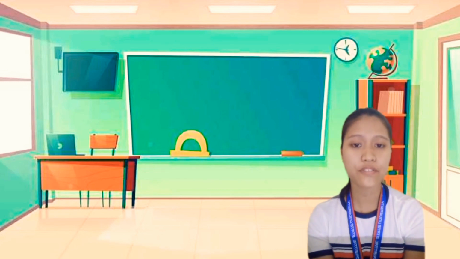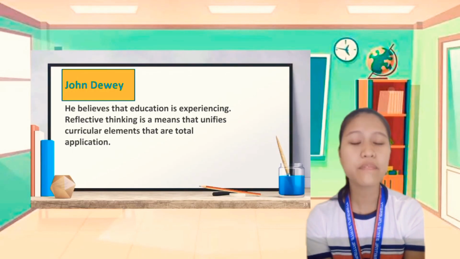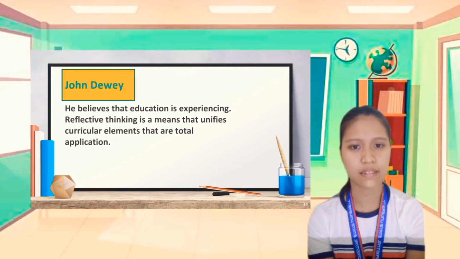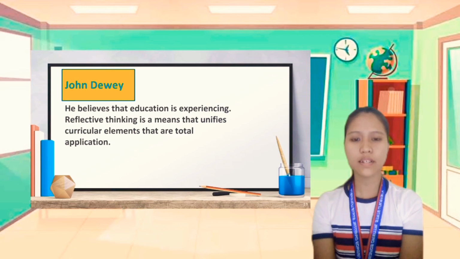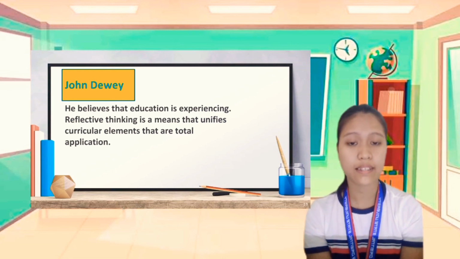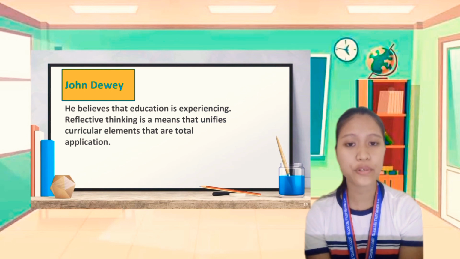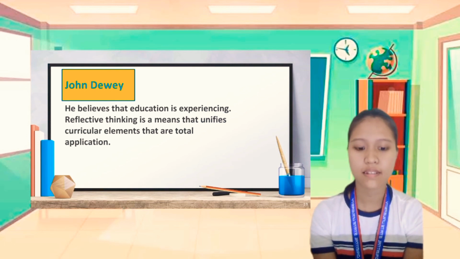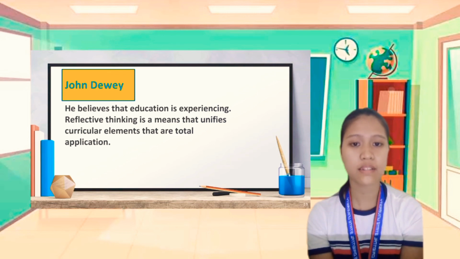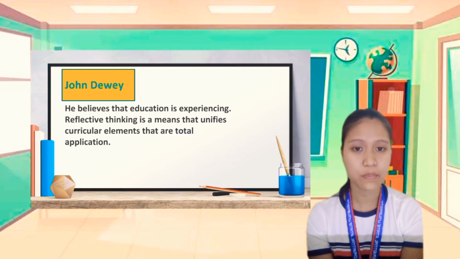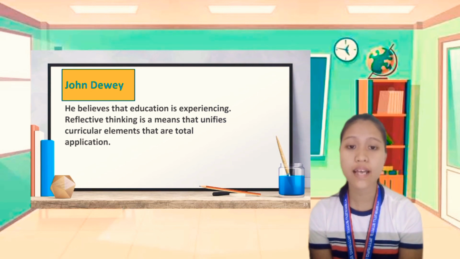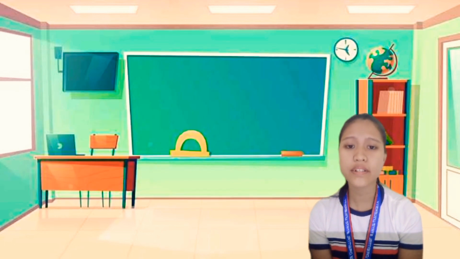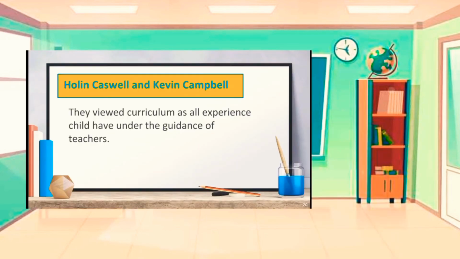First, let's have the progressive point of view from John Dewey. He believes that education is experiencing. We learn by doing as we indulge ourselves in the learning process. He argues that reflective thinking is important. It's a tool to unify curricular elements such as aims, goals, and objectives, the subject matter, learning experiences, the evaluation, and approaches. For him, it is important to test knowledge through application, or learning by doing, which became influential in education.